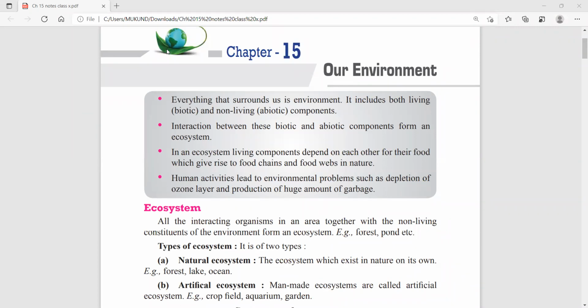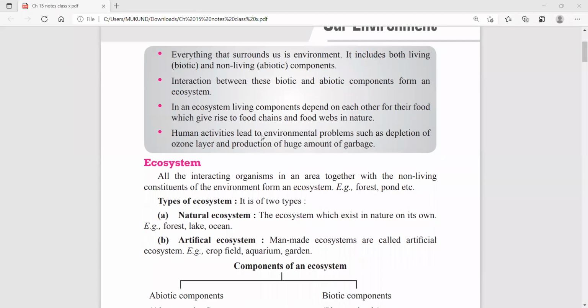So side by side, you can note down as much as possible. While I explain, you can note along with me because the concepts are very easy. You have done it many times. There are two types of the ecosystem. One is natural ecosystem and the other is artificial ecosystem.